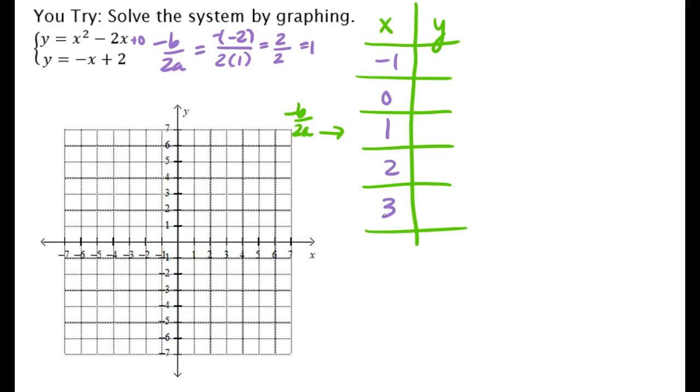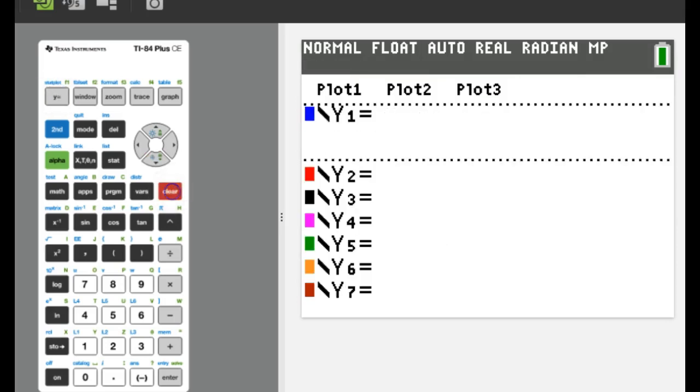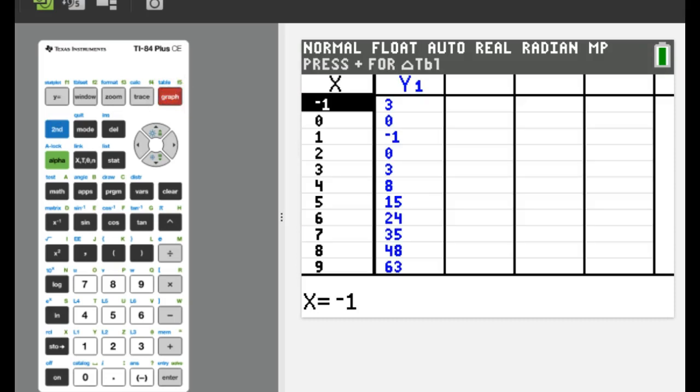Now the next thing I need to do, and I can use my calculator to do this whole thing, is go into y equals, and type in this equation. So I'm going to type in x squared minus 2x, and I'm going to go to my table, and find my middle value, which was 1. And then I'm going to copy down the 5 numbers, so the negative 1 in the middle, and then the zeros and the 3s.